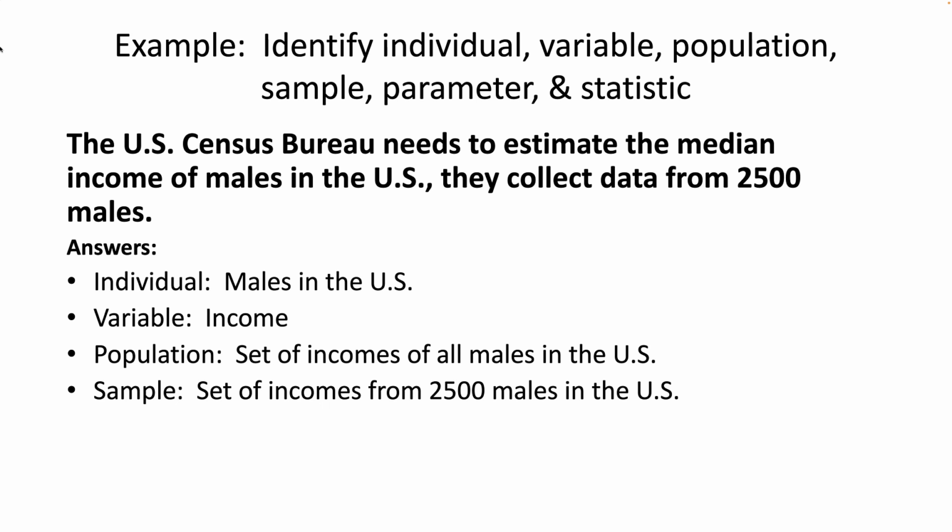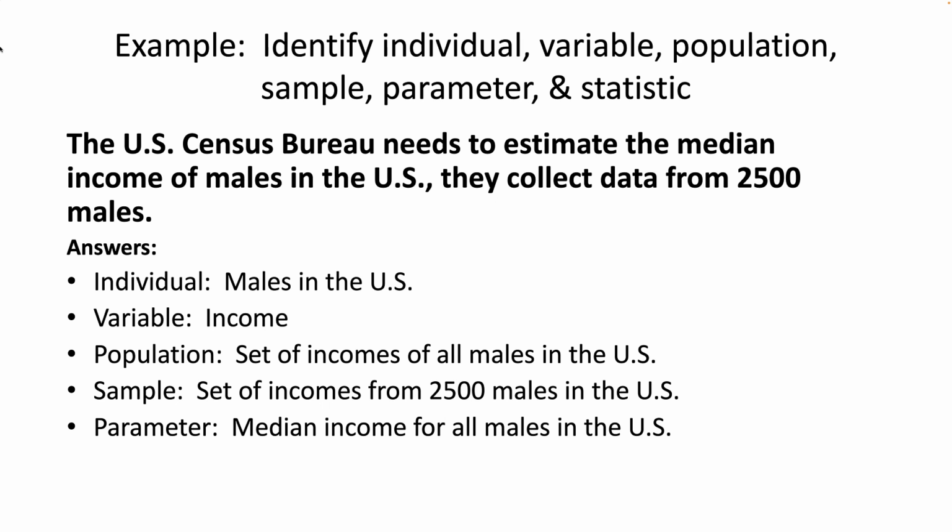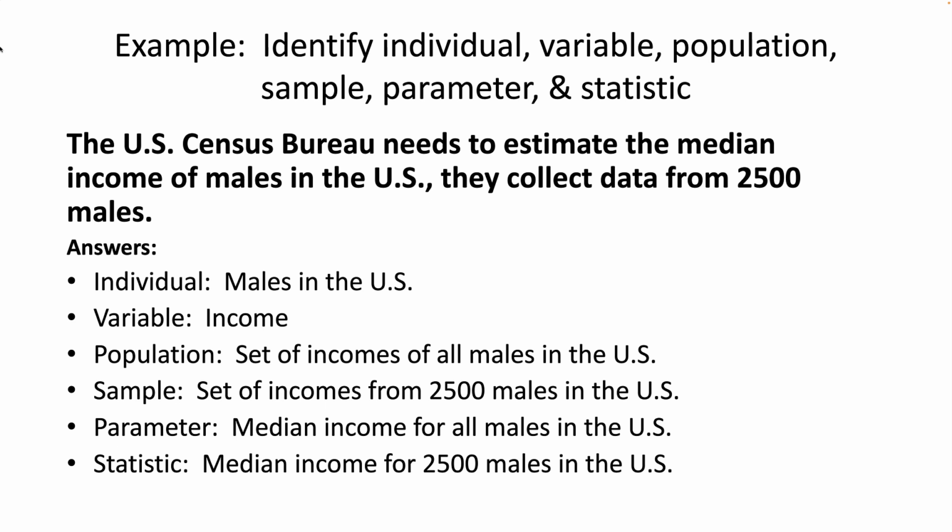So notice here, the population and sample sound very similar. They include both the variable and the individual. The difference is essentially how many people are in the group. The population includes all. The sample is a smaller group, only the 2,500 males. The parameter would be the median income for all males in the U.S., whereas a statistic would be the median income for 2,500 males in the U.S.